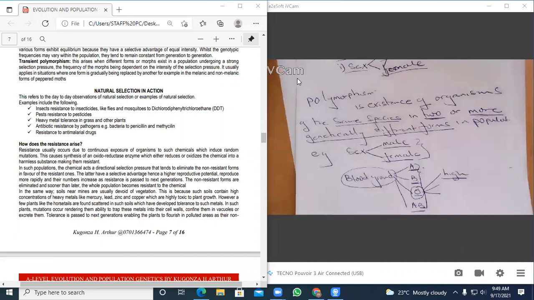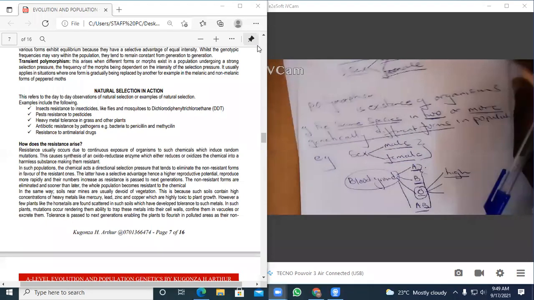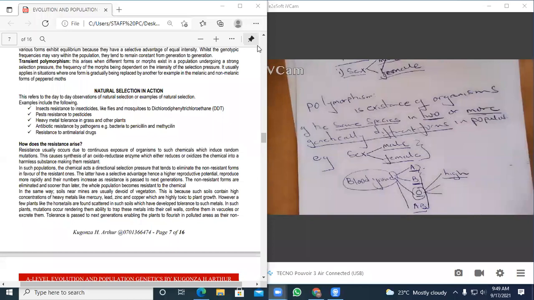Anyone to ask about polymorphism? A question about polymorphism before I leave it? I'm waiting for the hand up. If not, I continue.